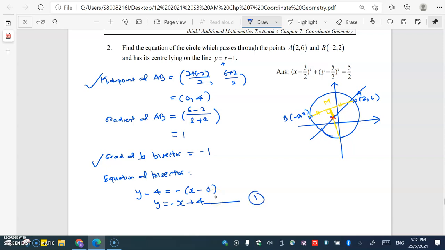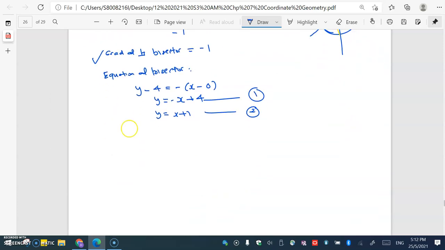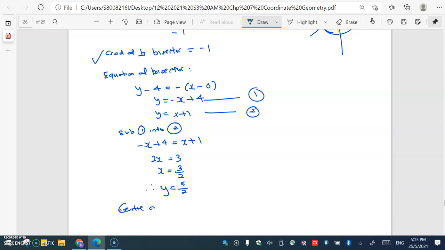With the equation of the bisector, and with the equation of the line y equals x plus 1, I know I'm going to sub 1 into 2. Negative x plus 4 equals x plus 1. So that gives me 2x equals 3. x equals 3 over 2. With x equals 3 over 2, I know that my y essentially is 5 over 2. So now I know the center of the circle is 3 over 2, 5 over 2.